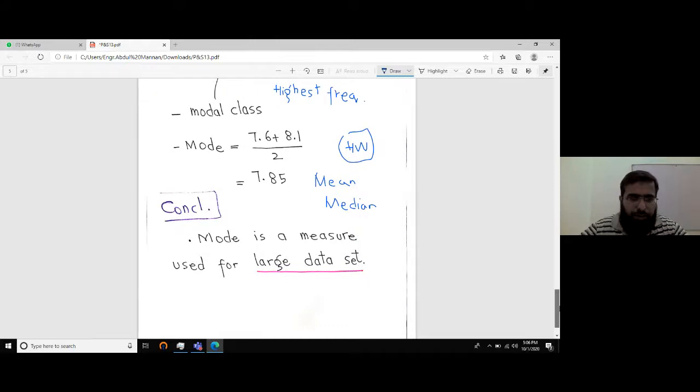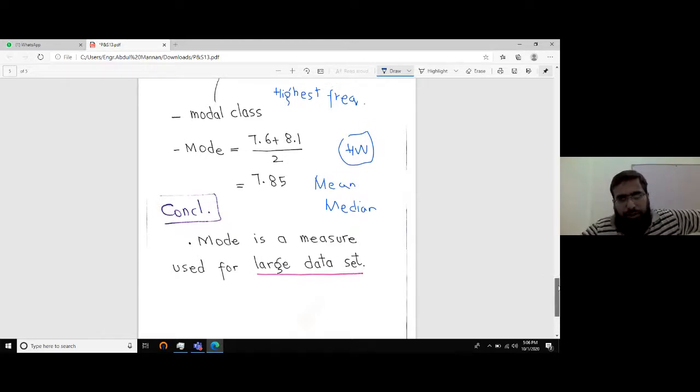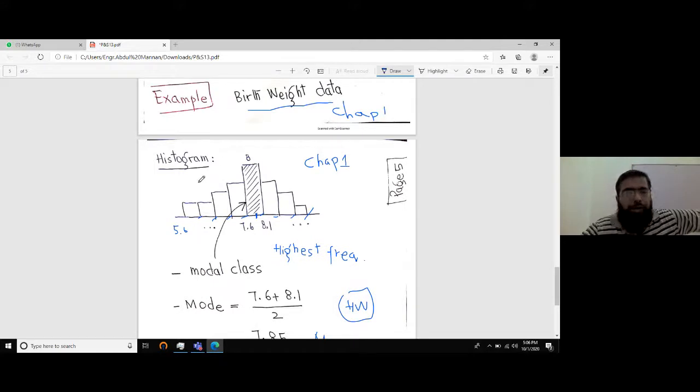Right. So the last thing I want to share is that mode is a measure used for large data sets. It's not for small data sets, whereas mean and median are the measures used for relatively smaller data sets, while mode is used for larger data sets and is usually applied on frequency histograms. Right, that's all for this lecture.